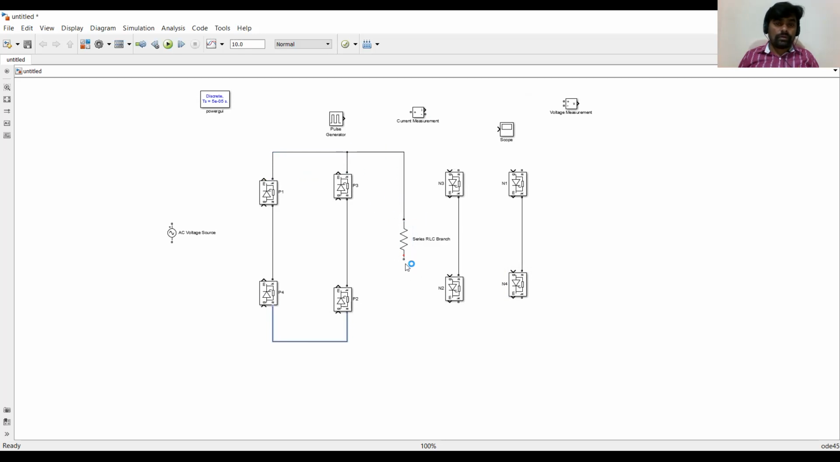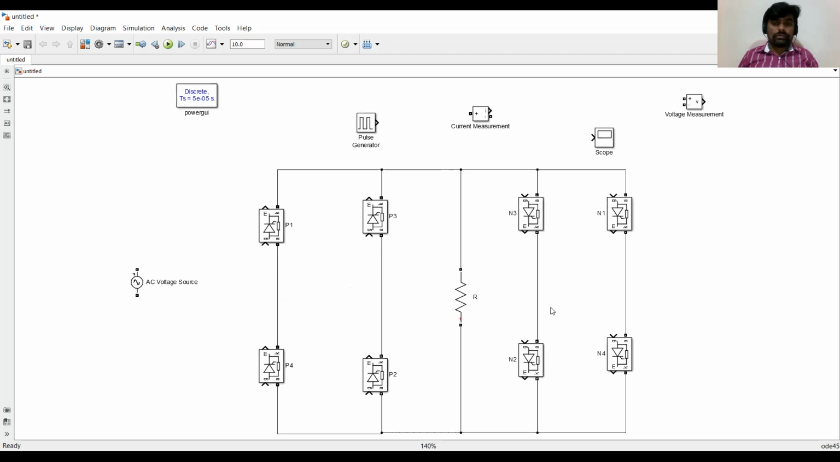Then I will connect a load to this bridge. Thereafter, like this, a similar circuit I am going to build here, which I have shown you. This is a resistive load, right? Now I am going to connect an AC supply to the bridge. The same AC supply I am going to connect here.